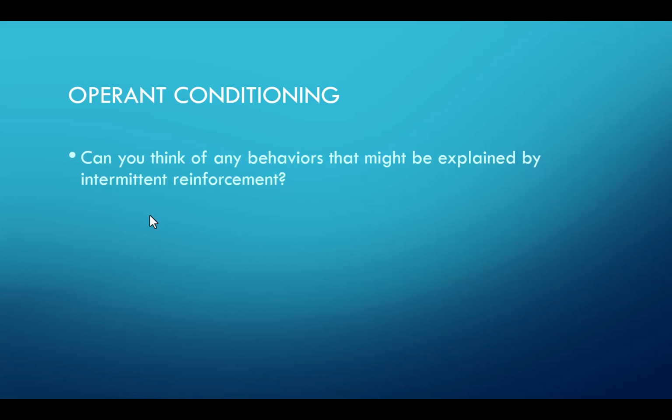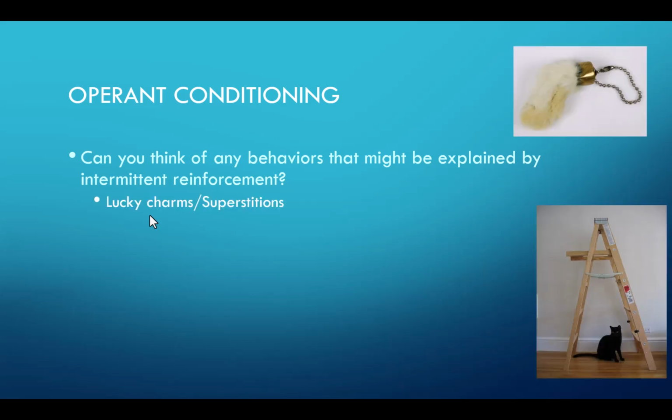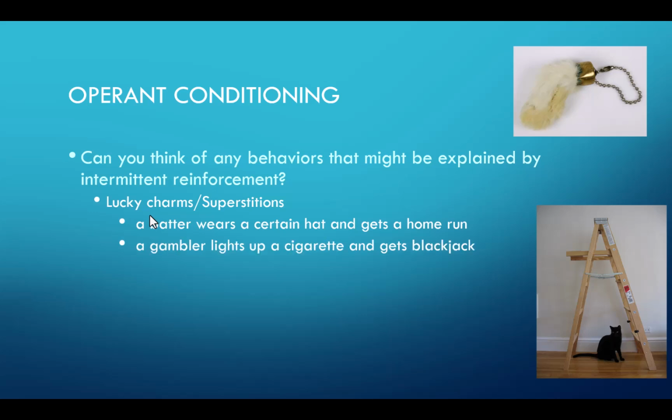Now, can you think of any behaviors that might be explained by intermittent reinforcement? We already talked about gamblers, but what about something that keeps the gamblers gambling? How about lucky charms or superstitions? So you have a batter who wears a certain hat and gets a home run, and maybe every so often that happens. So they're going to keep wearing that hat or putting those gloves in their back pocket, whatever that superstition might be. A gambler lights up a cigarette and gets a blackjack. So then they think, well, if I light up another cigarette, I'll get another blackjack, because eventually it'll happen.